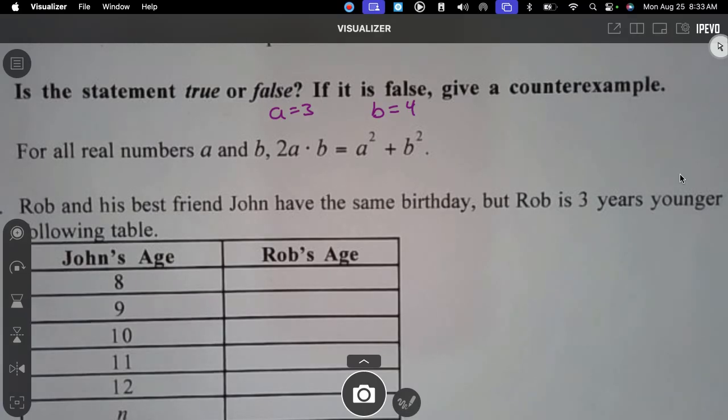What is 2 times 3 times 4? I'm just plugging it in right there. 2 times A times B. 2 times 3 times 4. What is that? 24. Okay. Does that equal, what is 3 squared plus 4 squared? 9 plus 16, that's going to be 25. Do those equal? No. So we have proved it false, and that is a counterexample. Okay? I don't know that that one's on there. I'll tell you in just a second which ones are on there.